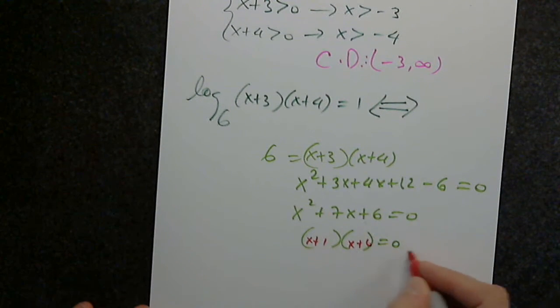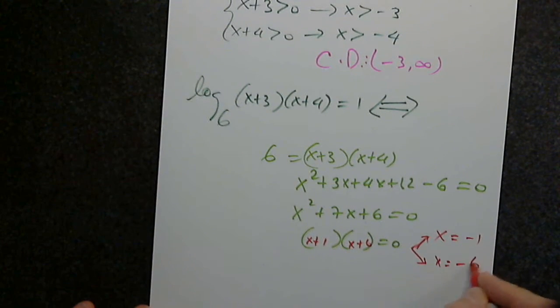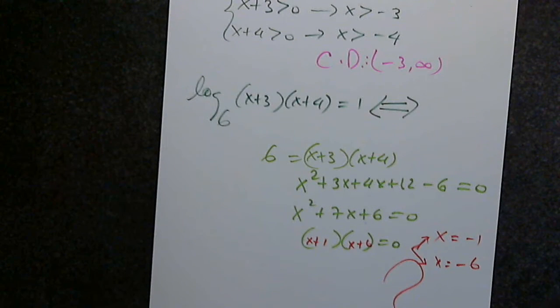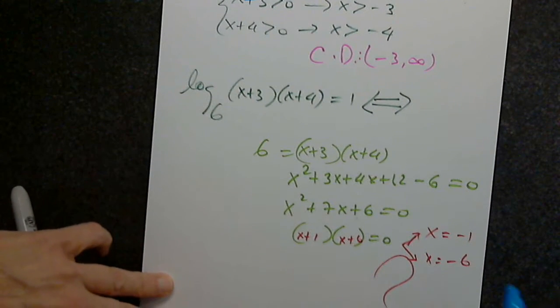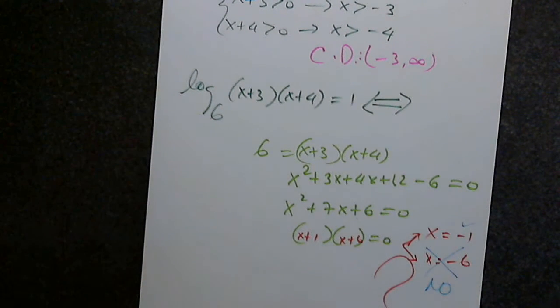Good. So (x plus 6) and (x plus 1). So we have two options, x equals negative 1 and x equals negative 6, with a big question mark. Which one works, or both? Negative 1 would work. Very good. Negative 6 is not in negative 3 to infinity, but negative 1 is. Let's do one more and then we'll move on. If you need more, I'll do more.